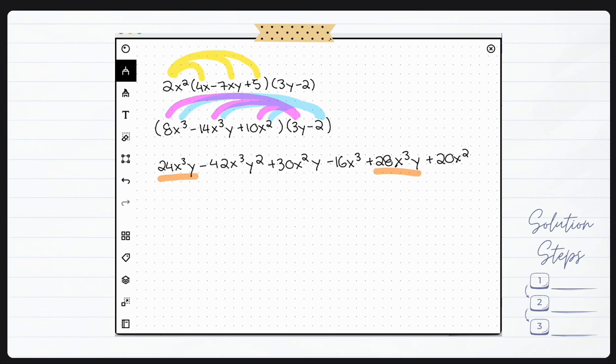So 24 plus 28, we're going to get 52x cubed y, and then we're just going to copy everything else down. I don't notice any other like terms in my polynomial, so I'm just going to copy it all down, and that's my answer.